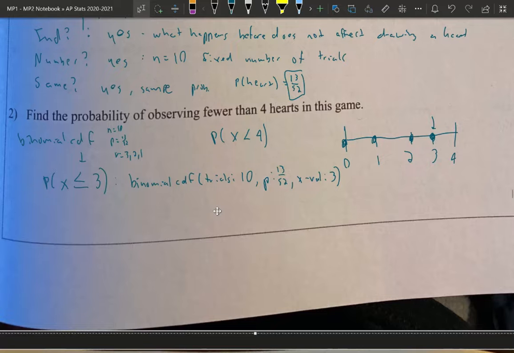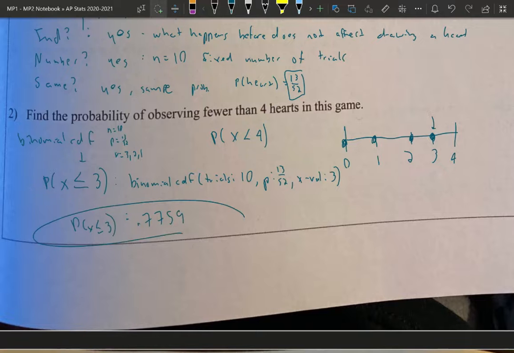All right, so then, of course, you're just going to put this into the calculator. We've done that in class many times. You should be okay with that. And you're going to end up with 0.7759. All right, so the probability that x is less than or equal to 3 equals 0.7759.